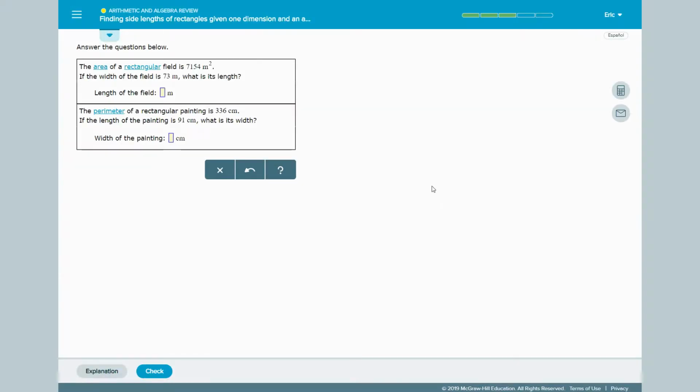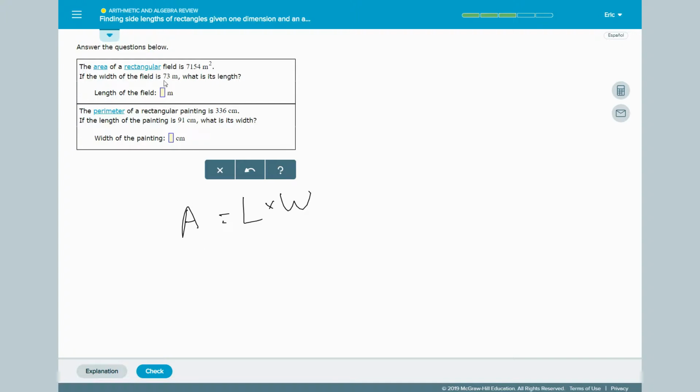Finding side lengths of rectangles given one dimension and an area or perimeter. I'm not going to go into what area and perimeter is conceptually, because even if you have forgotten, ALEKS can do that for you. I'm going to cut straight to the point. For problems like these, let's start with area. We should already know that at least for a rectangle, area equals length times width.